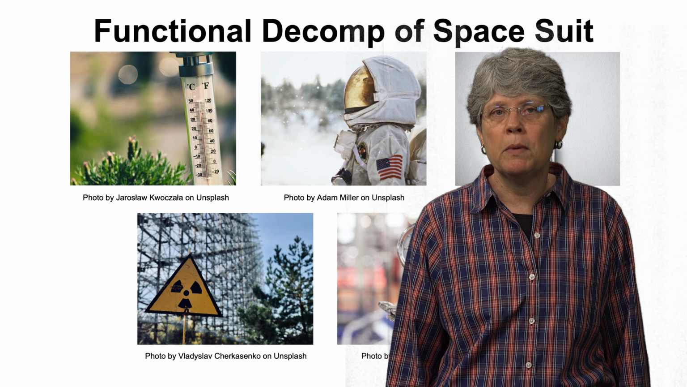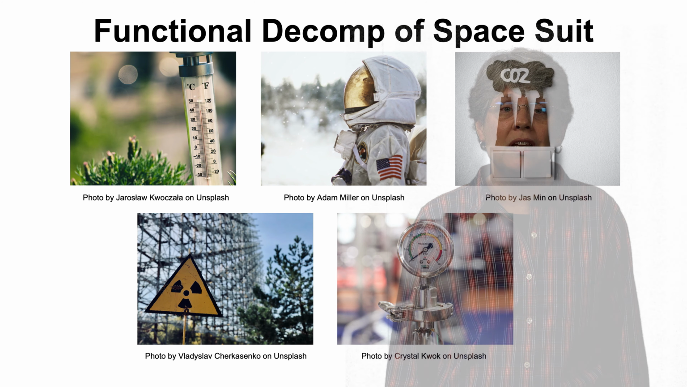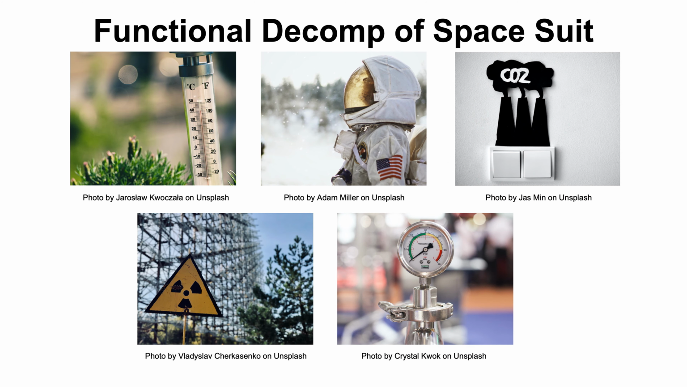So if you think about a spacesuit, the spacesuit needs to keep the astronaut at a reasonable temperature. It needs to provide life support with oxygen and a way to capture the CO2. It needs to protect the astronaut from radiation. And it also needs to keep the astronaut at a reasonable pressure, because pressure in space is quite low.